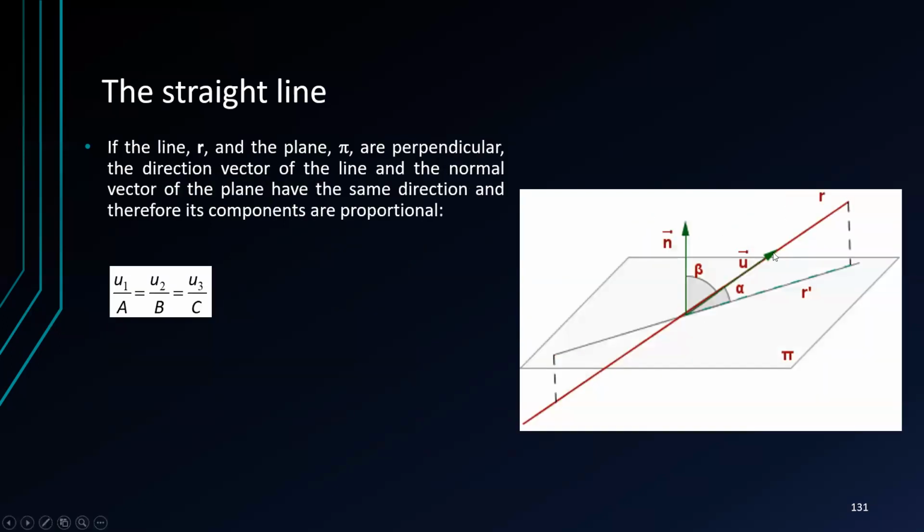So, if the line is parallel, ito yung nakaparallel dyan sa ano. And in the plane pi, at perpendicular, so ito, the direction vector of the line and the normal vector of the plane have the same direction. Therefore, its components are proportional. So, U1 over A is equal to U2 over B is equal to U3 over C. Perpendicular.